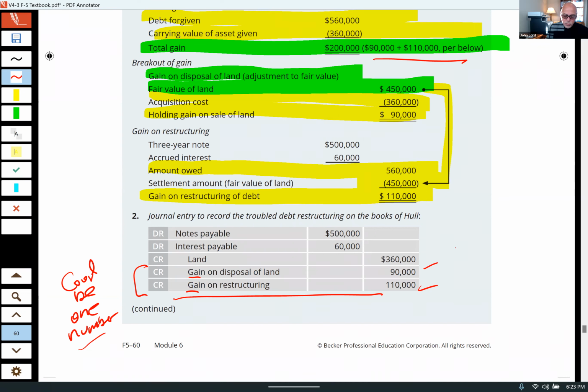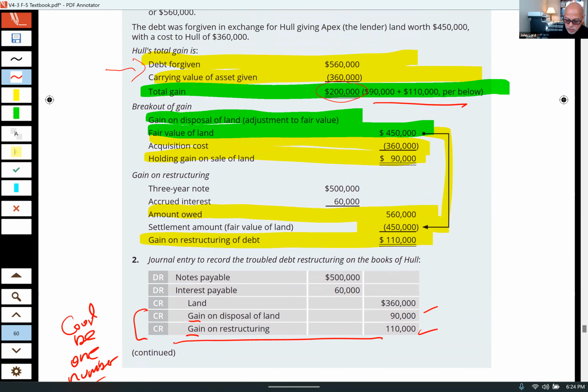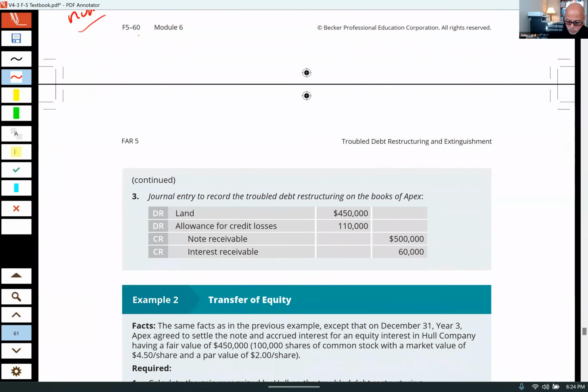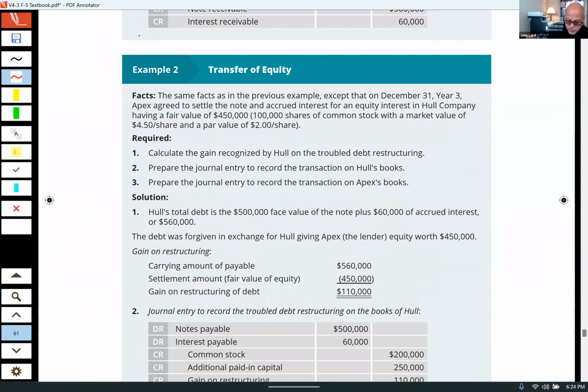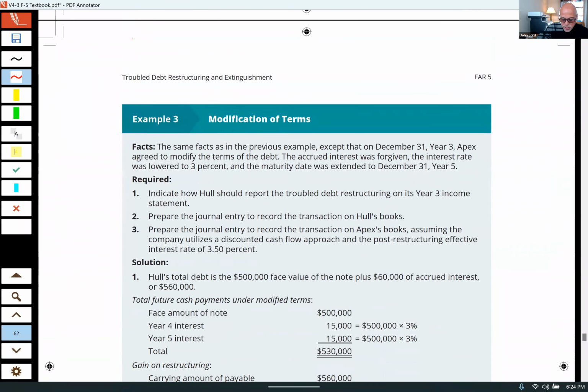I have a feeling the question would probably just ask what's the total gain, which would be that $200,000, which is pretty easy to figure out. It's the difference between the debt that was forgiven and the carrying value of the asset. But you could do it in those two separate tranches if you wanted to. Equity would work the same way, guys. I'm not going to go through the transfer of equity calculation; instead of land, it's just stock that you're trading.